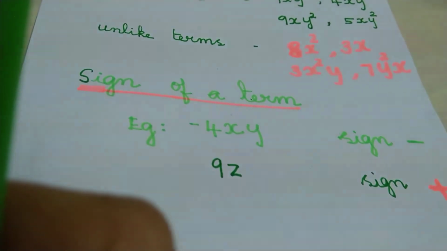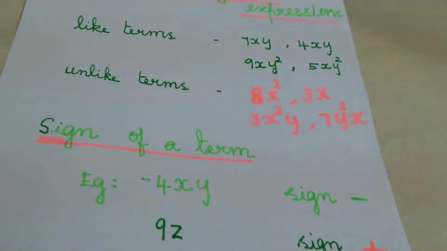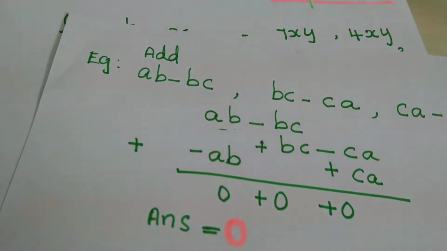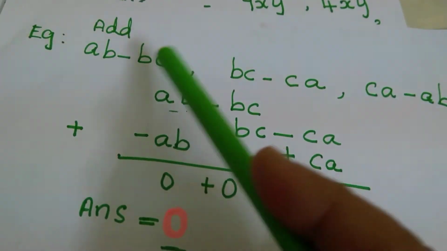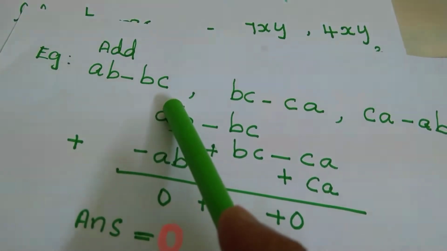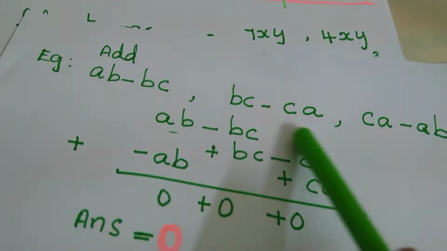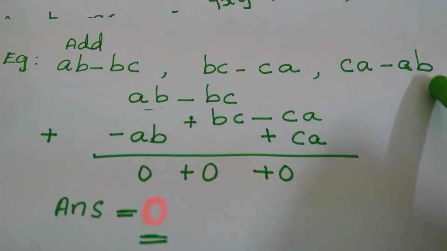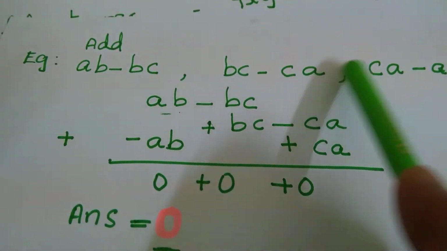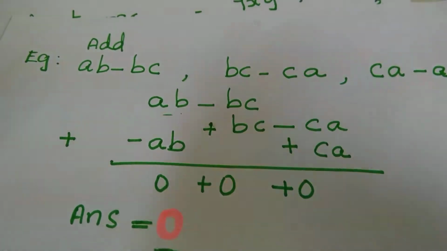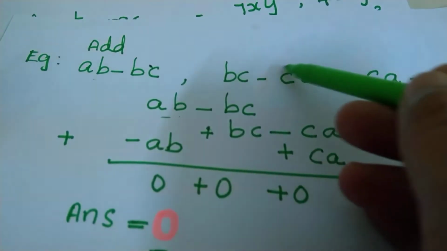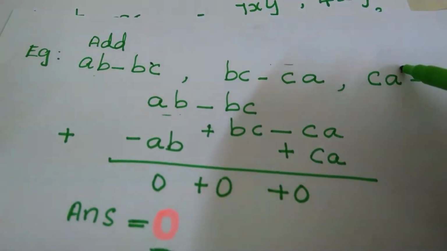So next we will move to the addition of algebraic expressions. Consider the example: AB minus BC, which is the first expression, then BC minus CA, another expression, CA minus AB, third expression. Now we are going to add these three expressions. Hope you understood which are the expressions here. This is the first one, this is the second one, and this is the third one.